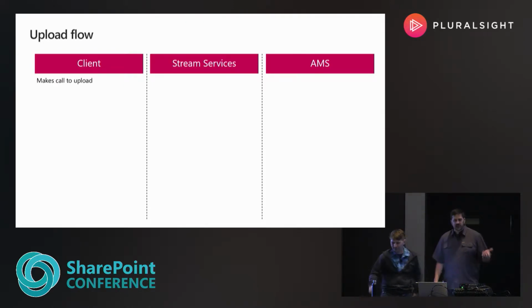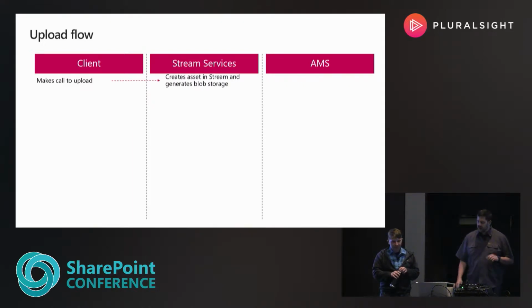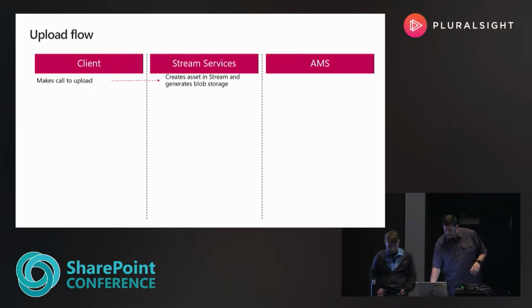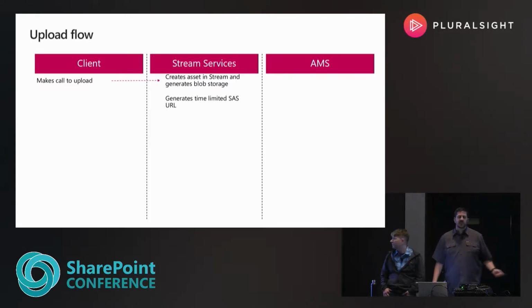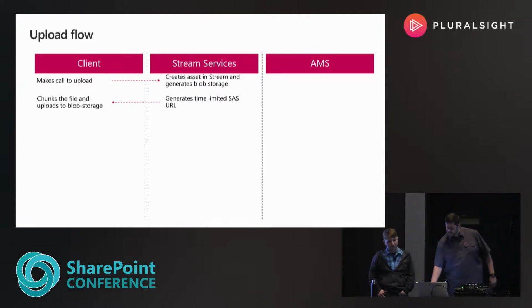So as you can expect, it starts off with the client saying, hey, I want to upload a file. So it's going to make a call into the Stream services. Stream services are going to create an actual asset for that within our database, as well as create a blob storage reserved spot for it. We're going to generate a time-based SAS URL that we're going to return to the client that gives them access to store data into that blob storage. And they're going to go ahead and start chunking up the file and uploading it to that blob storage.